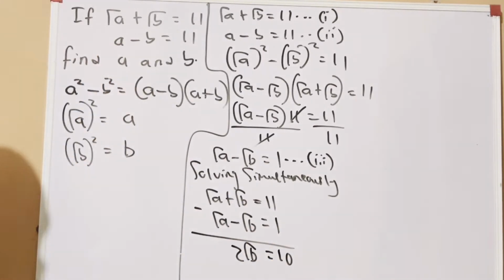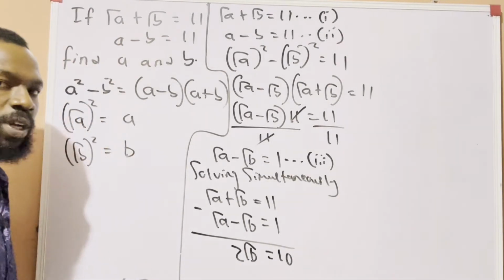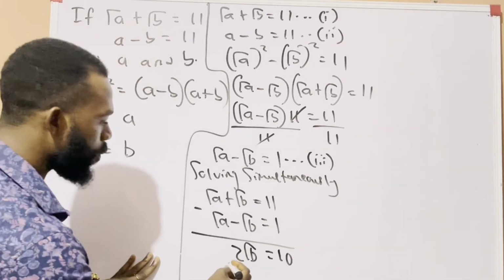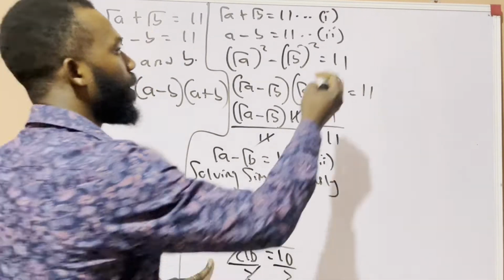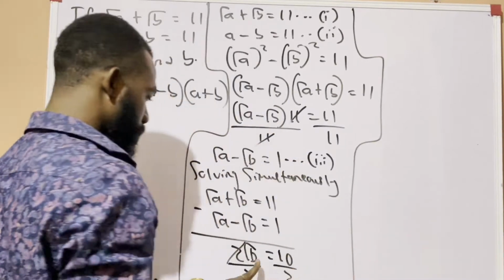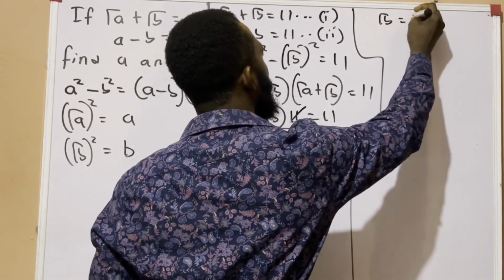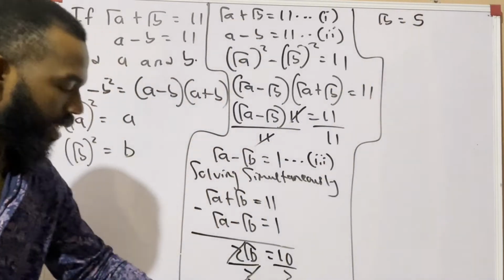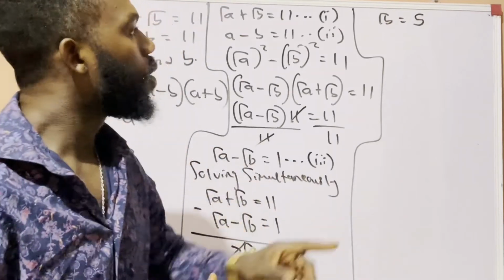So without wasting time, what we're going to do now is divide both sides by 2 so that we can make root b the subject of the formula. So if we divide both sides by 2, and 2 cancels out 2, we're going to be left with root b is equal to 5. And how did I get 5? 10 divided by 2 gives us 5.